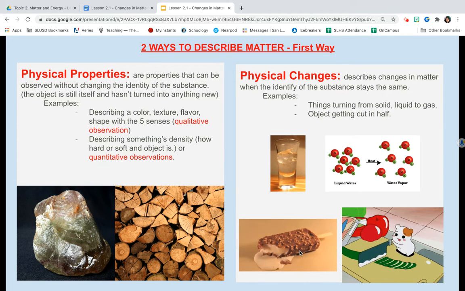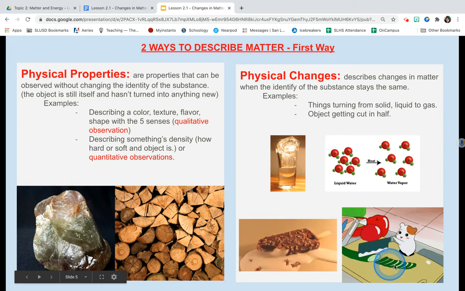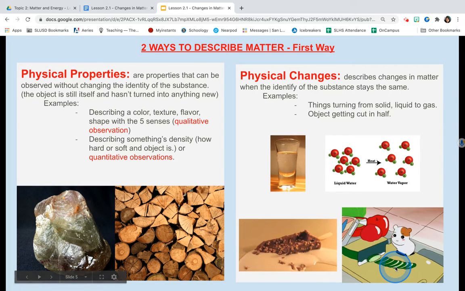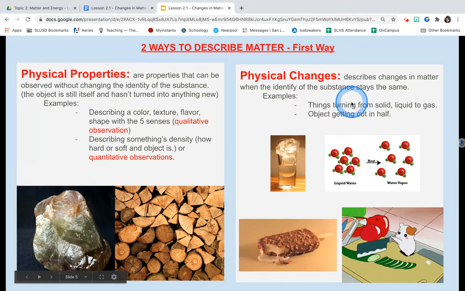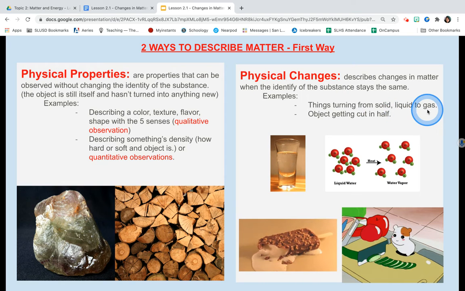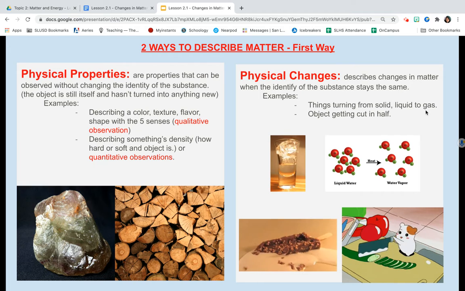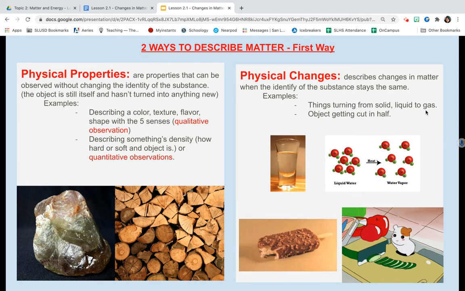It's just melted. And if I chop something and make it into smaller pieces, that's also a physical change, right? So physical change is often when objects just get chopped into pieces, or they're turning from solid to liquid to gas, or they're being dissolved. So if I put sugar in water, the sugar kind of dissolves or melts in water, that would also be an example of a physical change, right? So to me, physical properties and physical changes are the super boring ones. They're things that just are, right? So whatever they look like is what they look like.